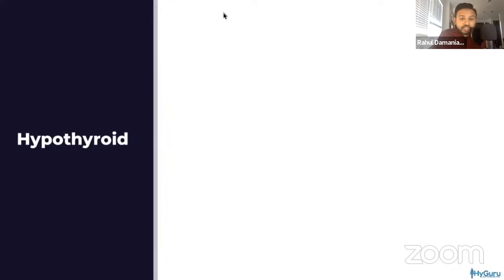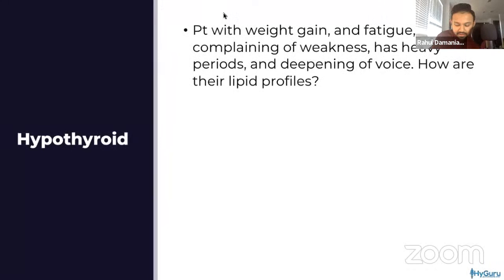All right, we're going to shift gears and talk a little bit about hypothyroid. A patient with weight gain and fatigue, complaining of weakness, has heavy periods and deepening of the voice. What I really want you to integrate is this high yield one, the menorrhagia, the heavy periods related to hypothyroidism. What do you think is the characteristic of this patient's thyroid or lipid profile, given the fact that he has hypothyroidism? And that is that the patient will have dyslipidemia, specifically a high LDL.